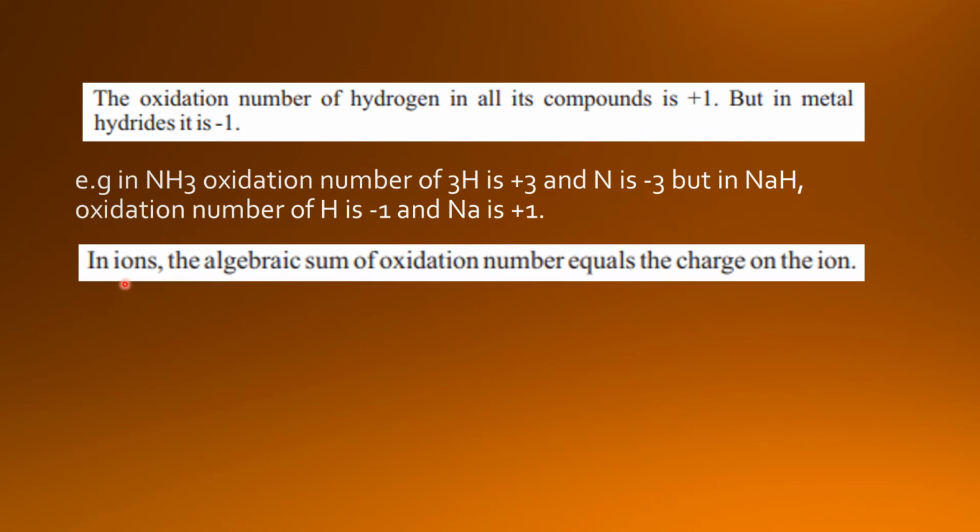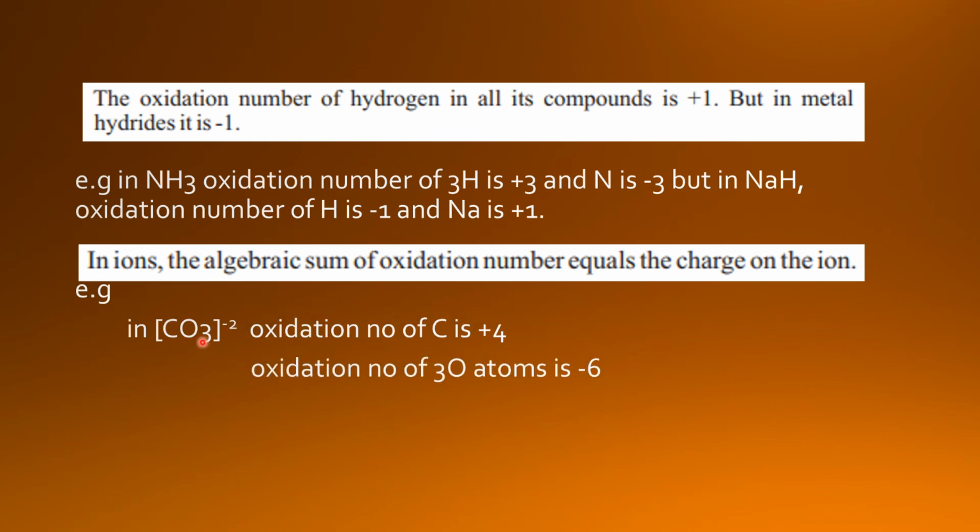And if we consider ions, then the algebraic sum of the oxidation numbers equals the charge on the ion. In this example, you can clearly see that if we consider carbonate, this carbonate carries the -2 charge. How does this carbonate carry the -2 charge? We can calculate it: the oxidation number of carbon is +4.